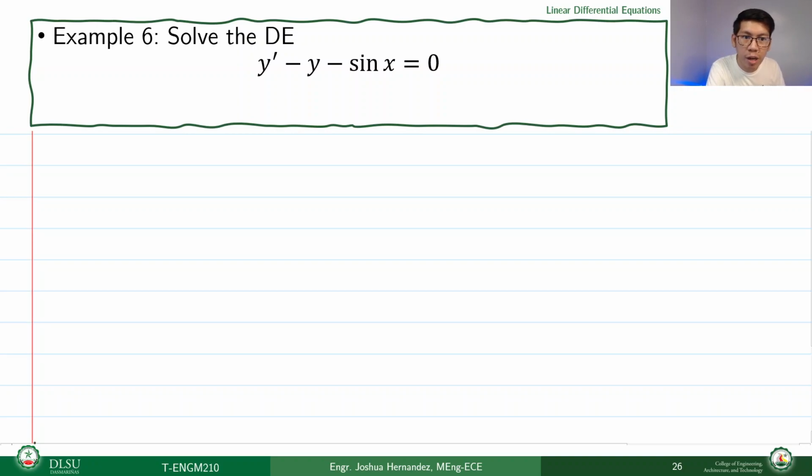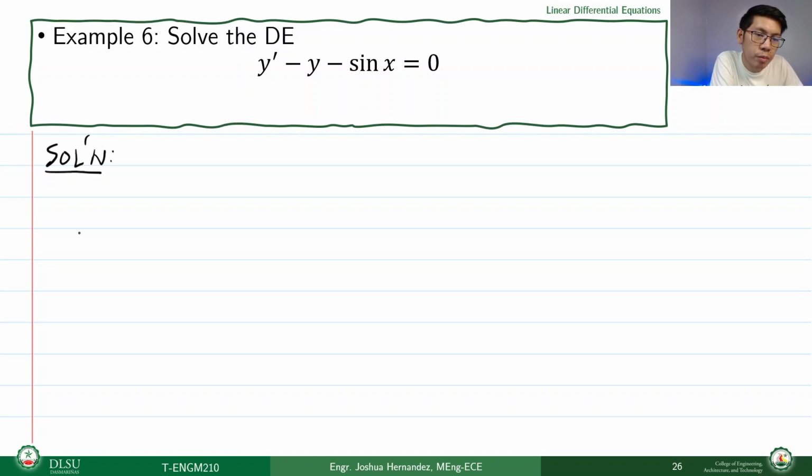Alright, we have y prime minus y minus sine x is equal to 0. Now, let's solve this. Solution. y prime minus y minus sine x is equal to 0. By looking at it, in order to identify if a DE is linear, exact, or what, you need to assess it first by simply inspecting if the equation falls on those particular categories. We know y prime as dy over dx, right? So this equation is also equivalent to dy over dx.